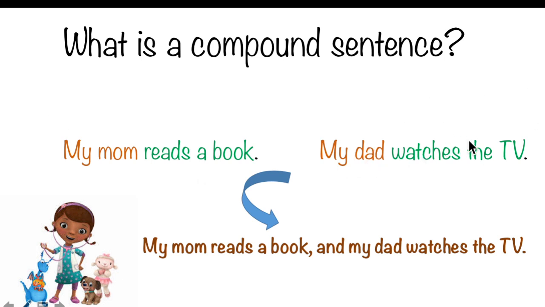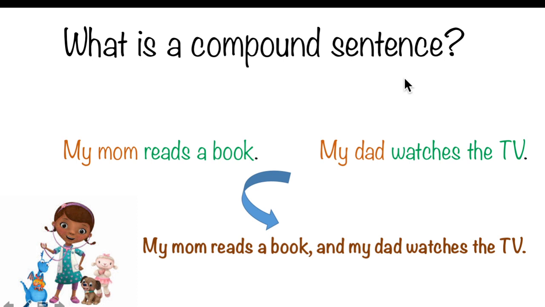Look over here. My dad watches the TV. We have a subject. Who? My dad. What does my dad do? Watches the TV. We have the predicate. So this is one more simple sentence. I have two simple sentences. So when you join these two simple sentences together, you will have one long compound sentence.